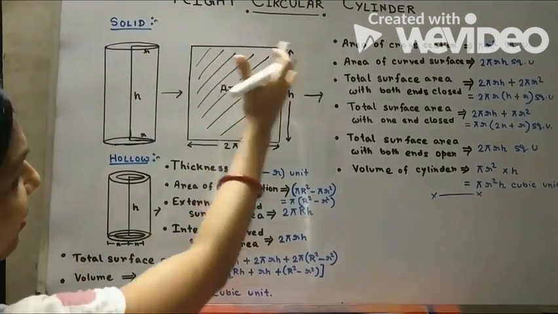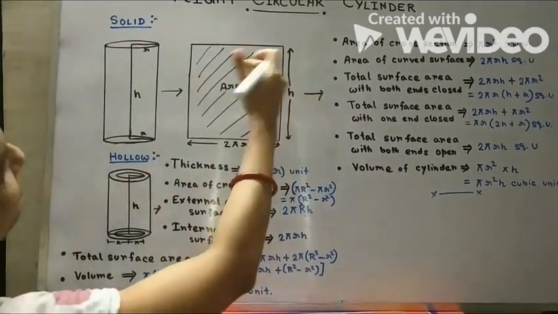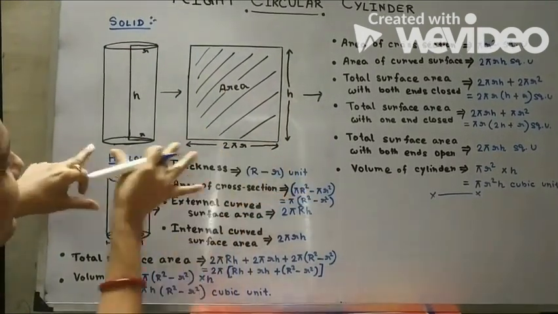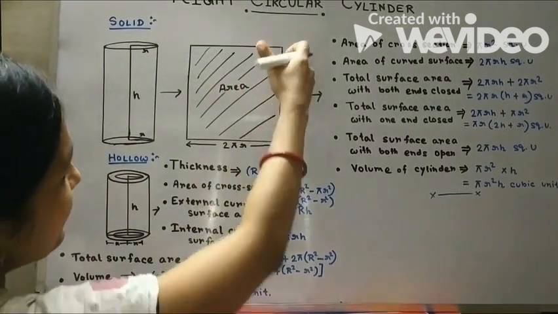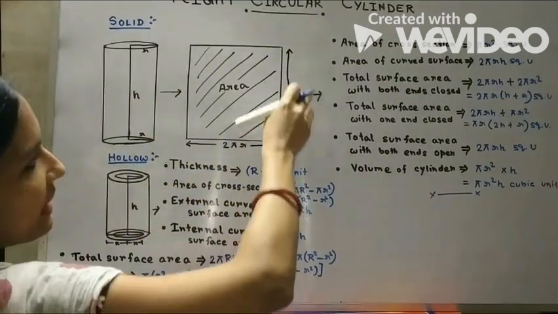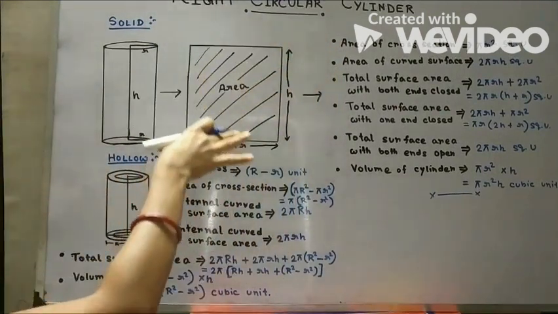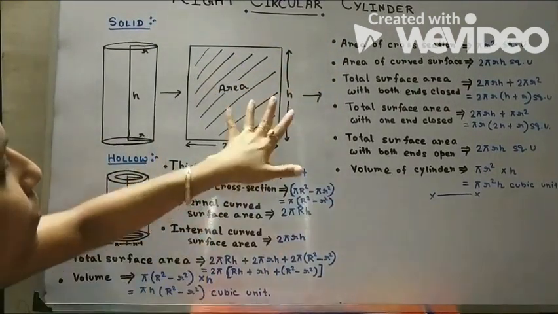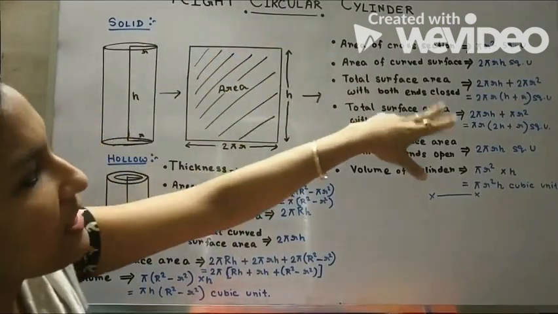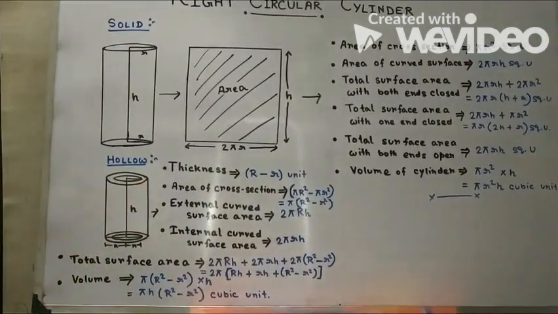So now the area of the curved surface. This side is 2 pi r, as I said before, the circumference of the circular base, and this is h, the distance between the two centers. Now this side is 2 pi r and this side is h. Hence the area of the curved surface will be 2 pi r into h, that is length into breadth. So the curved surface area will be 2 pi r h square unit. Now come to the total surface area.